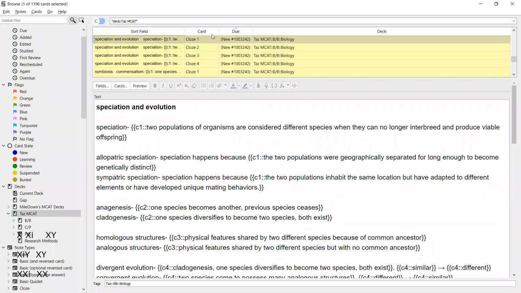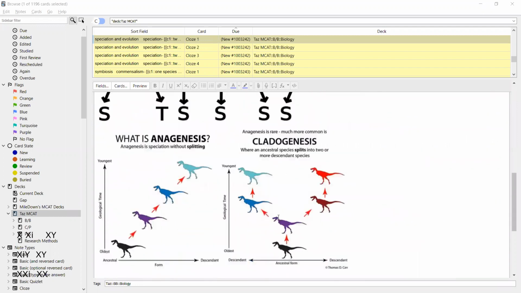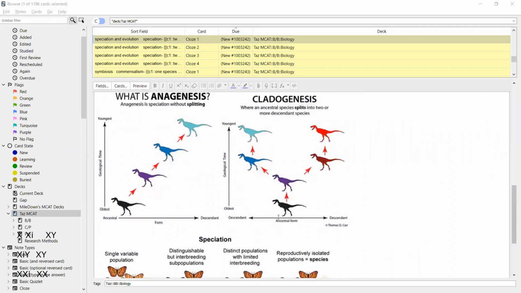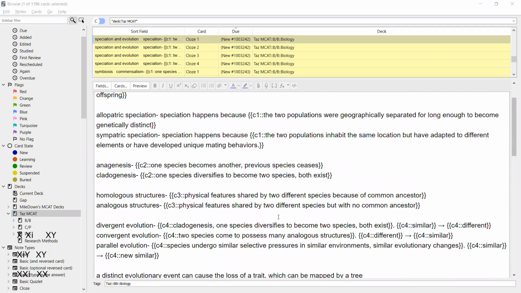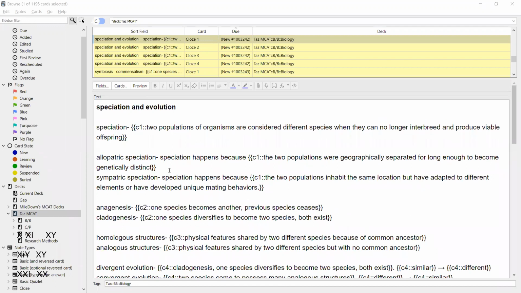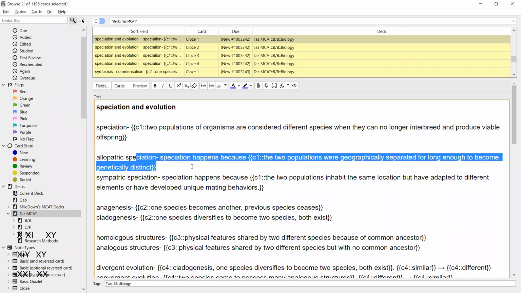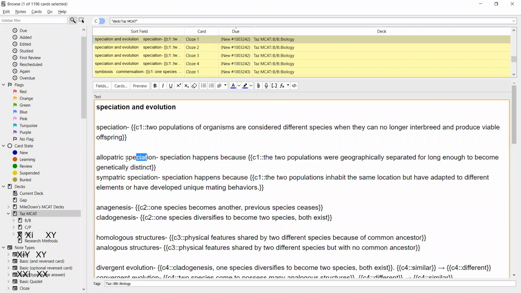Speciation is basically, like we said, two different populations of organisms are considered different species when they can no longer interbreed and produce viable offspring, right? And so now, how does this happen? Anagenesis, cladogenesis. I guess I don't have a picture of this, but these are just two different types of speciation.